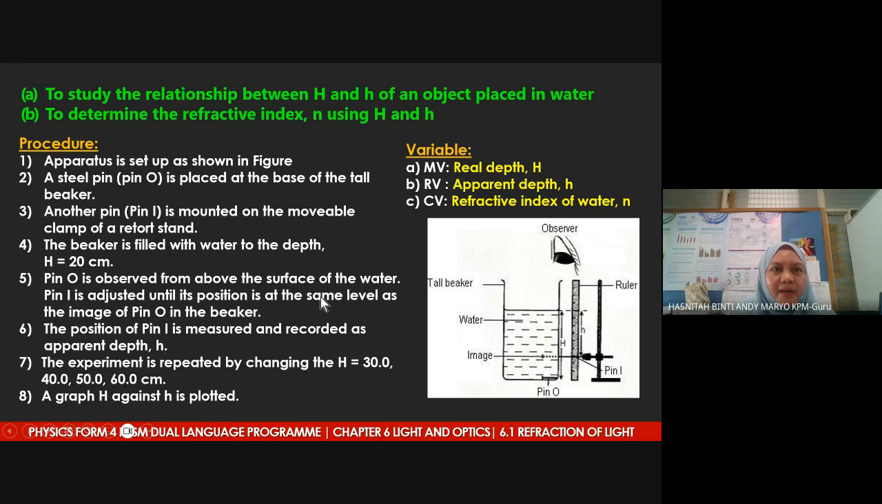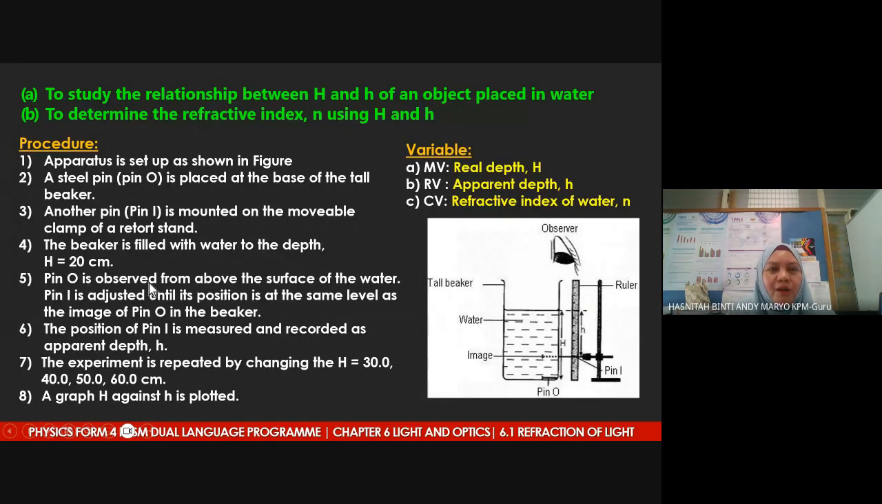So this is the procedure. You can read A: steel pin, pin O, is placed at the base of the tall beaker, so it is acting as our object. Another pin, which is pin I, is mounted on the movable clamp on the retort stand. So we hang the second pin here, where the height can be adjusted. And the beaker is filled with water to the depth of 20 centimeters. So from the bottom to here, we measure 20 centimeters. Remember, depth is measured from the bottom, not from the surface.